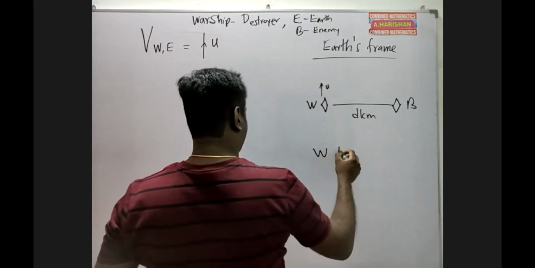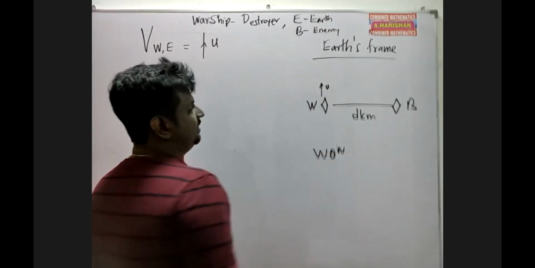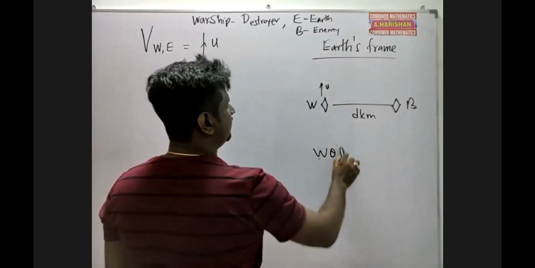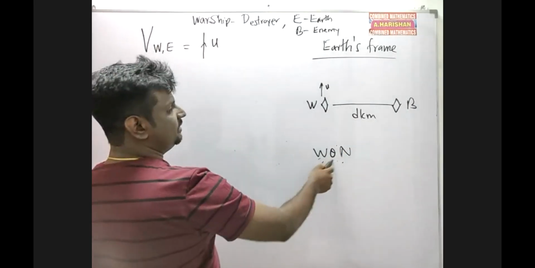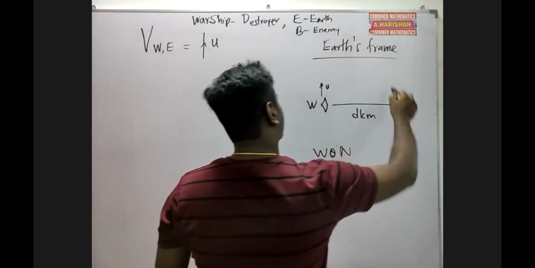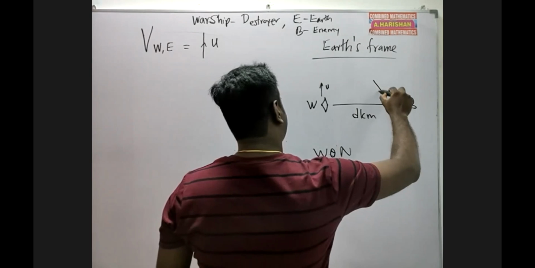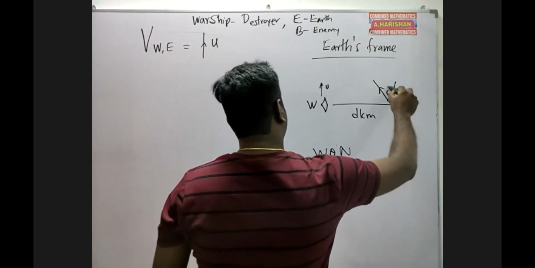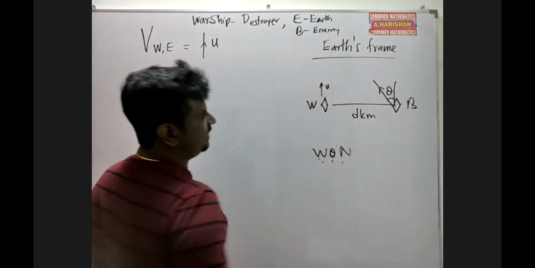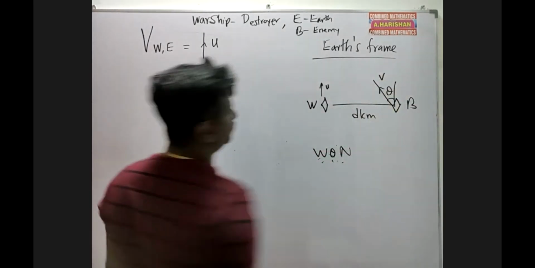W of north theta, something like that. That means west of north. How can you read this? West of north theta degree. So this is north, this is west. So west of north is this direction, with this angle theta. Understood? That is the idea of this, and it's with the velocity v.